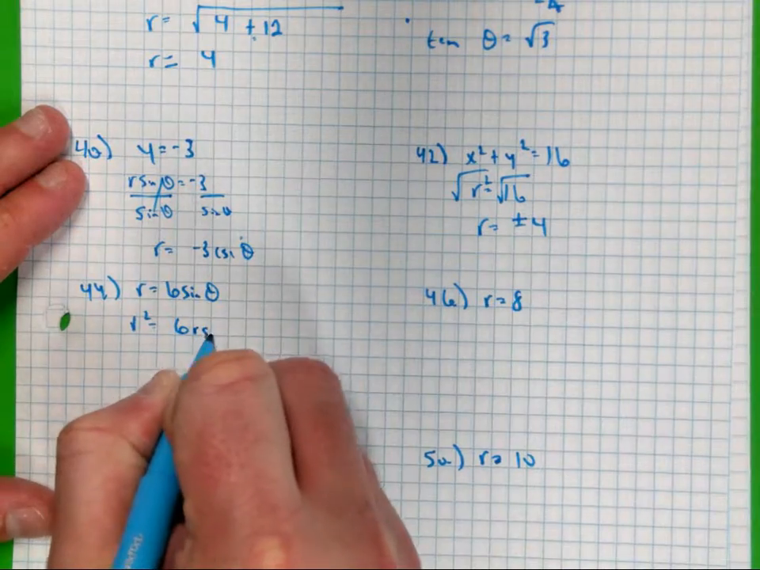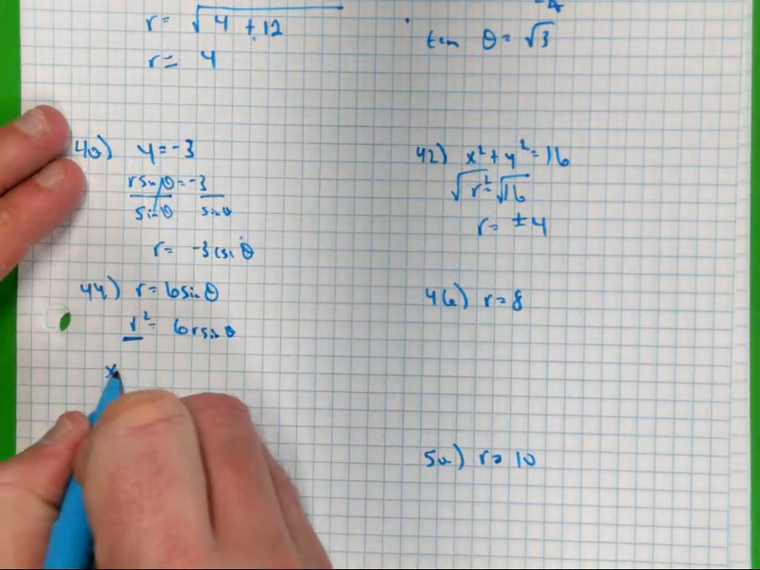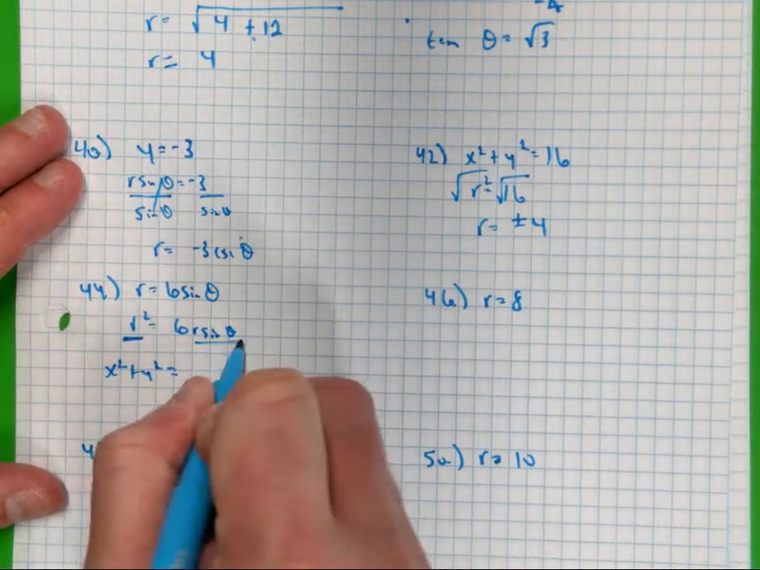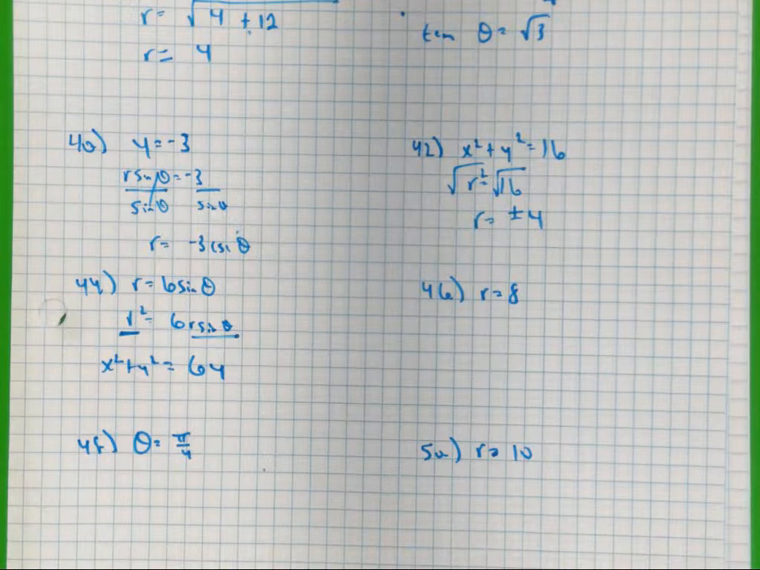equals 6R sine theta. Now what can I replace R squared with? And R sine theta can be what? 6y. And that's your answer. X squared plus y squared equals 6y. Alright? Great job now.